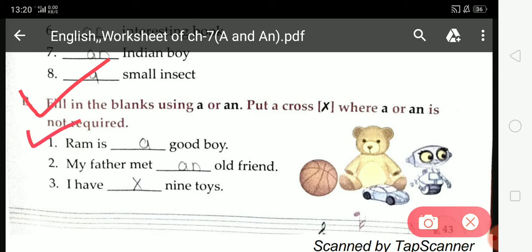Now come on, first, Ram is dash good boy. Here good boy. In good boy, G is a consonant, so student, here we use a before the good boy, and here a is already written. Now come on, second, my father met dash old friend. So student, here old friend. In old friend, O is a vowel, so you have to use an before the old friend. Now come on, third, I have nine toys. So student, here nine toys means there is more than one toy. So student, here we cannot use a or an, so you have to put a cross before the nine toys.